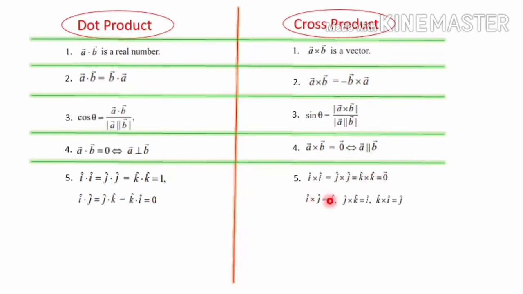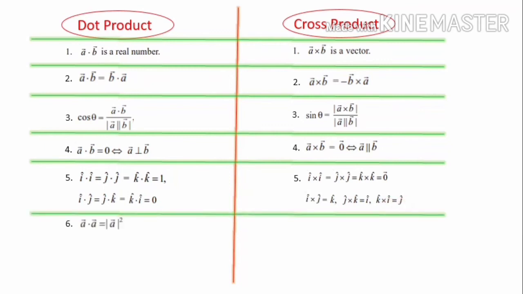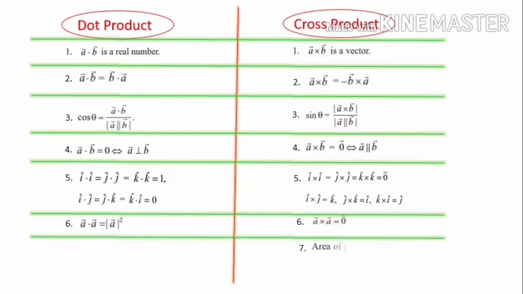I cross j equal to k cap, j cap cross k cap is equal to I cap, and k cap cross I cap is equal to j cap. Next is statement number 6, that is vector A dot vector A, that is equal to modulus of A square. And sixth point in cross product is vector A cross vector A is equal to 0 vector.